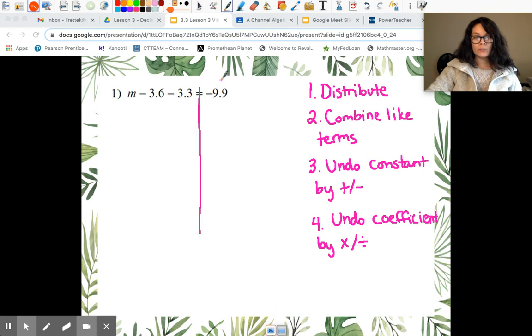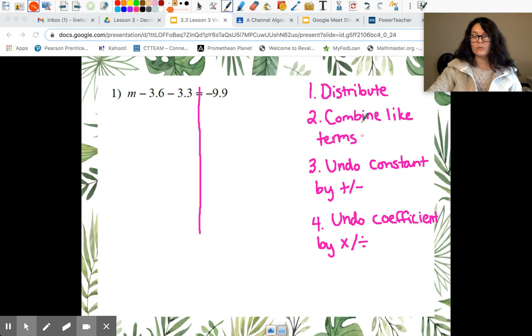So looking at this equation, I have m minus 3.6 minus 3.3. And remember, this is really a 1m right here. So you may want to write that in just as a reminder. I'm not going to for right now. Looking at this equation, I see a variable term, a constant, and a constant.